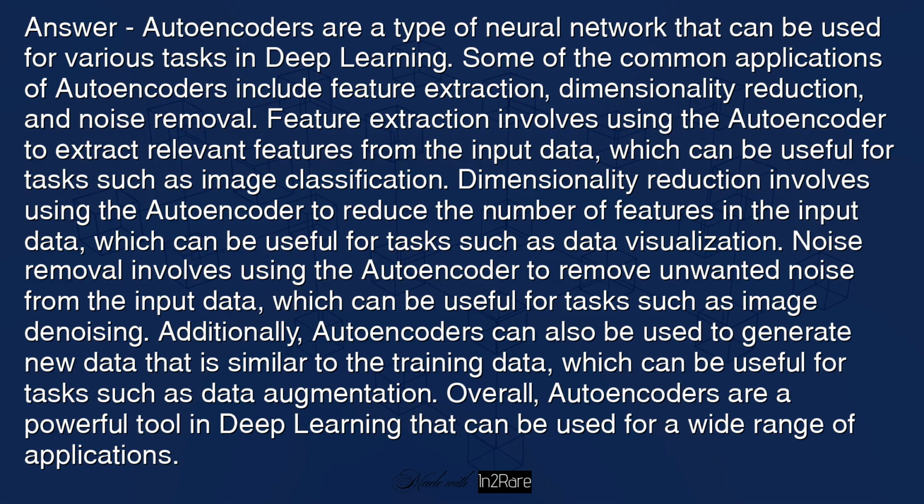Noise removal involves using the autoencoder to remove unwanted noise from the input data, which can be useful for tasks such as image denoising. Additionally, autoencoders can also be used to generate new data that is similar to the training data, which can be useful for tasks such as data augmentation. Overall, autoencoders are a powerful tool in deep learning that can be used for a wide range of applications.